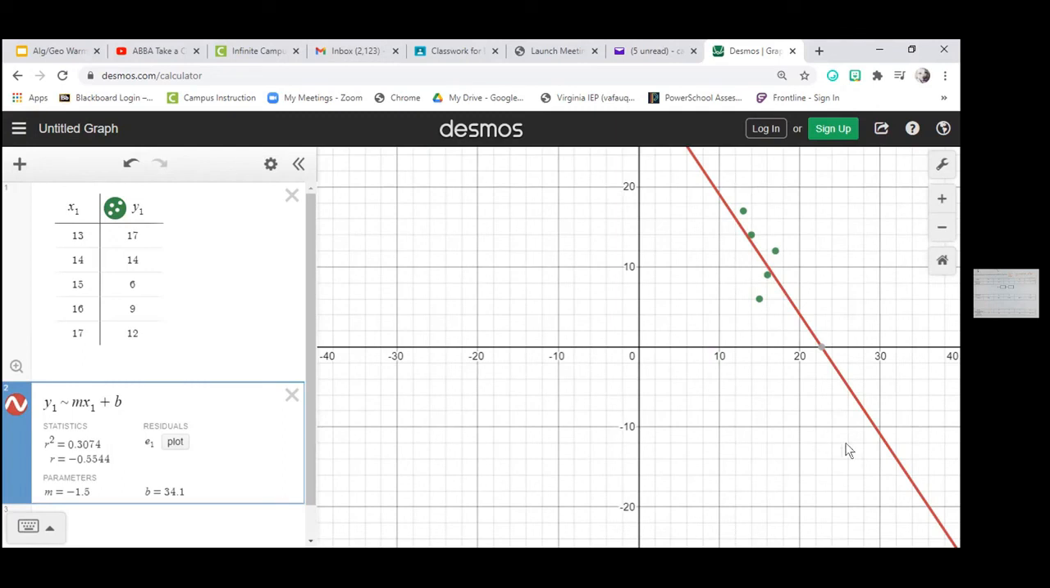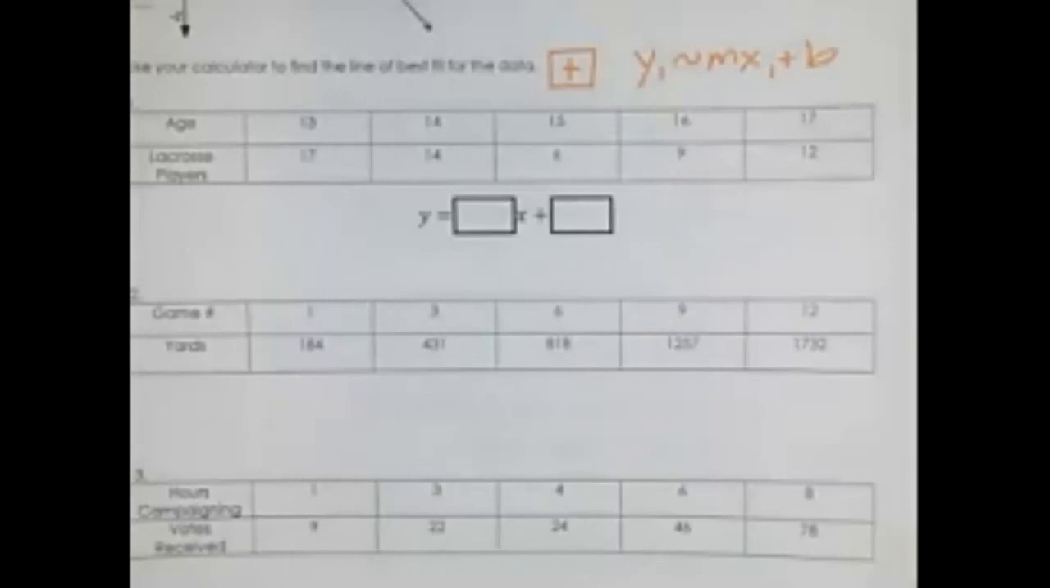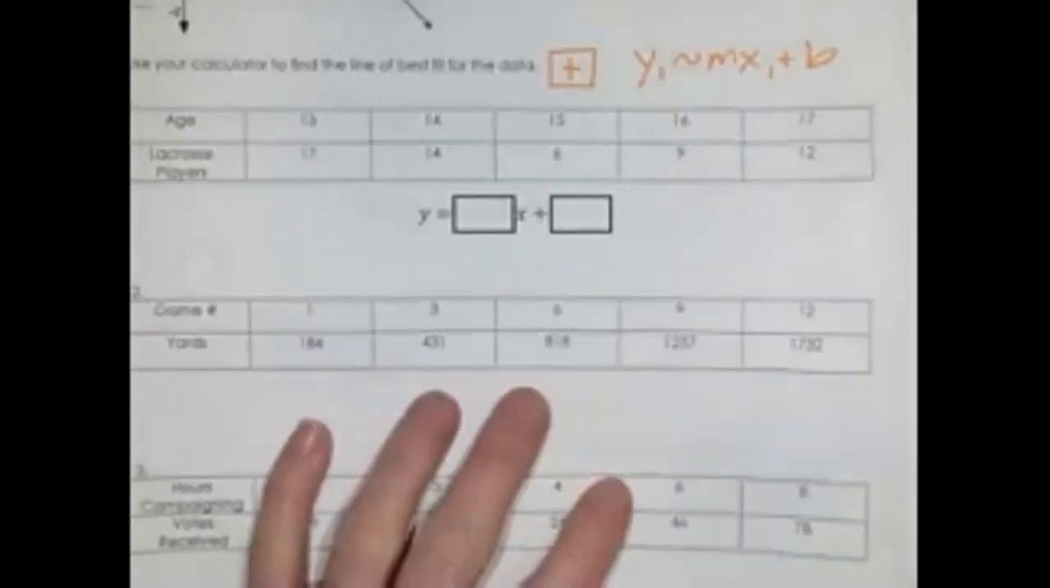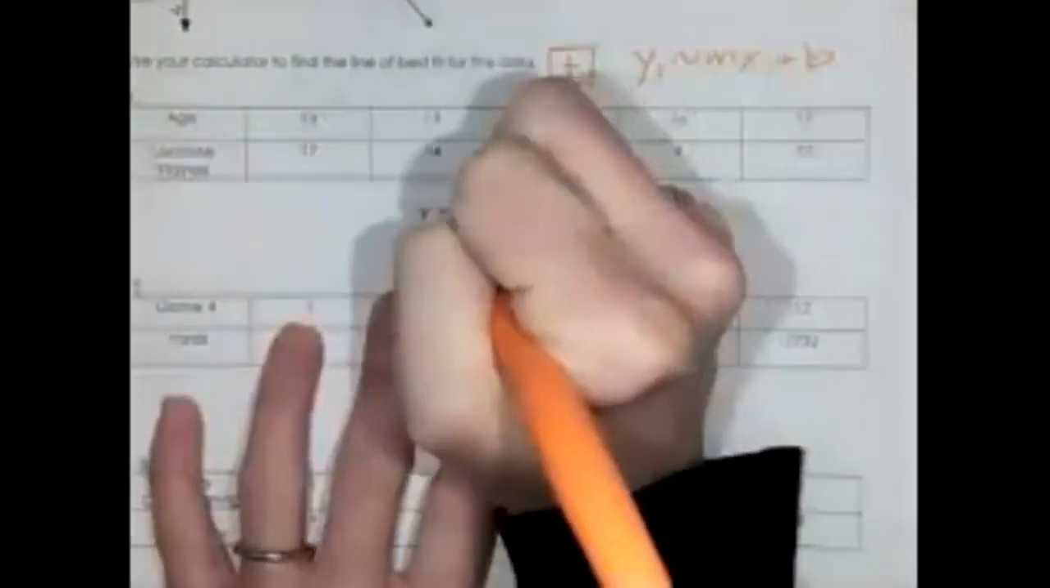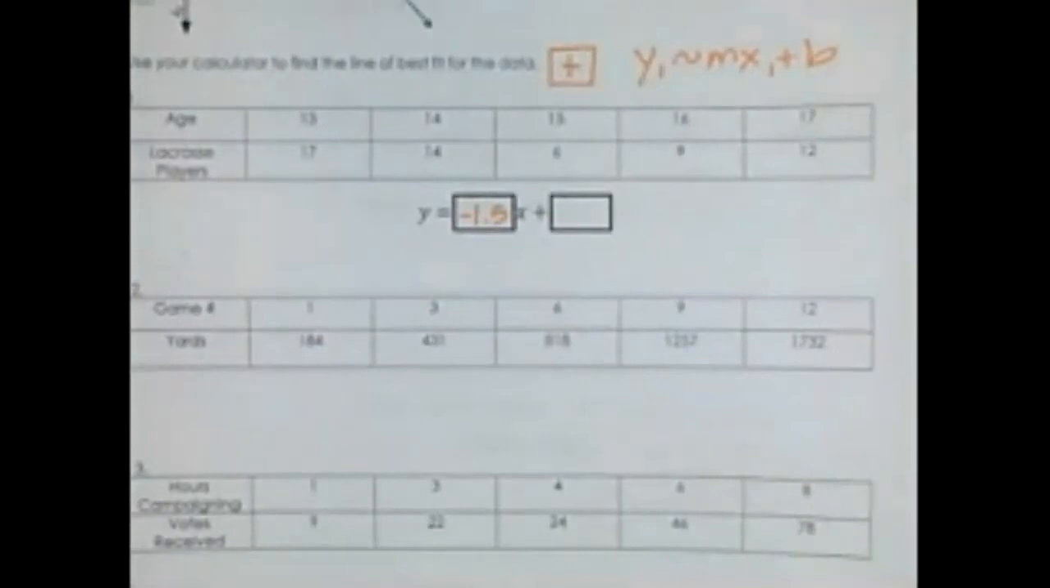Alrighty, so on my paper, I'm going to take the m that they give me, which is negative 1.5, right? I am really bad at memorizing. Negative 1.5x plus, and in this case, it's a positive y-intercept, and what was it again? 34.1.